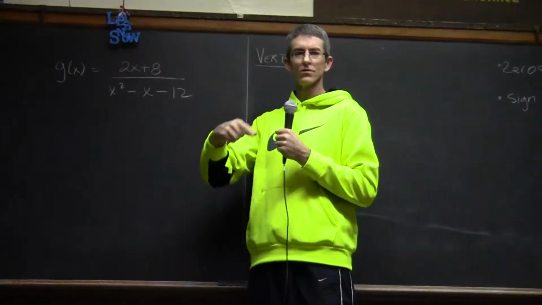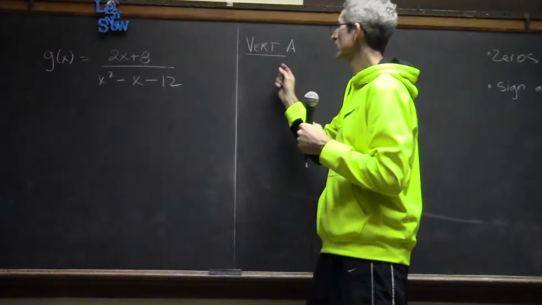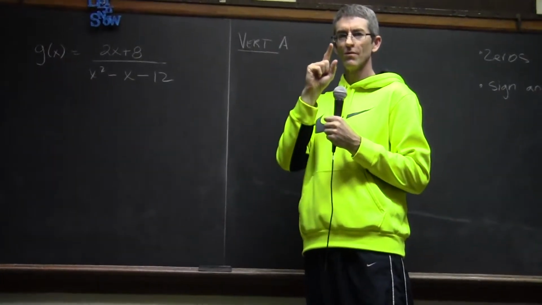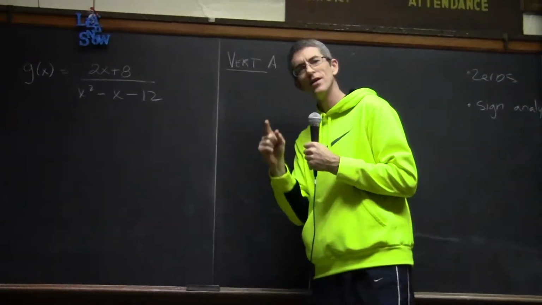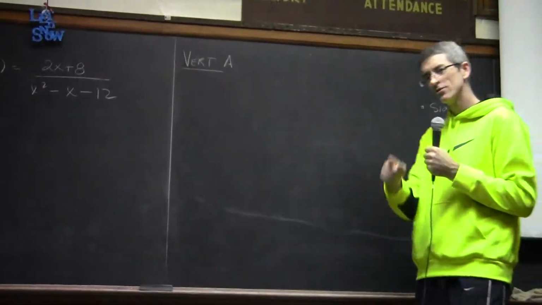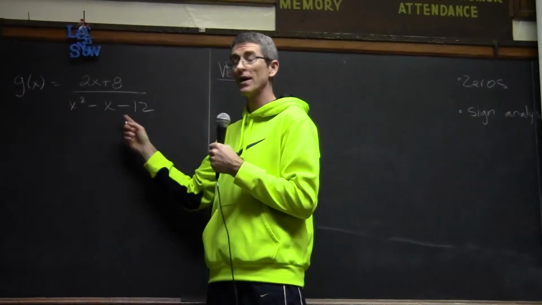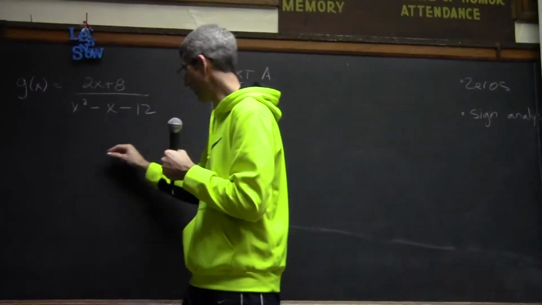So the first step is to factorize. So assume you do that. I want to focus for this one just on a little bit about vertical asymptote, and then it says in the book perform a sign analysis. So let's look at that real quick. So vertical asymptote, we're looking at the denominator, we're finding the zeros. So I'm going to factor that down.